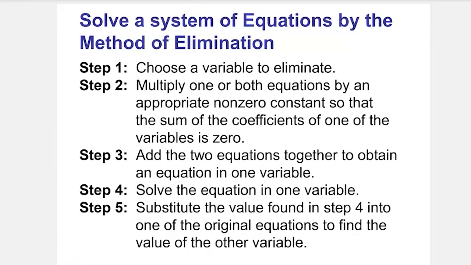Then we're going to add the equations together. And when we do, we're going to get one variable because we're going to have eliminated the other variable. Now, once we only have one variable, we're going to solve the equation with one variable. And then we can substitute the value back into the equations and find the value of the other variable, like we did with substitution.